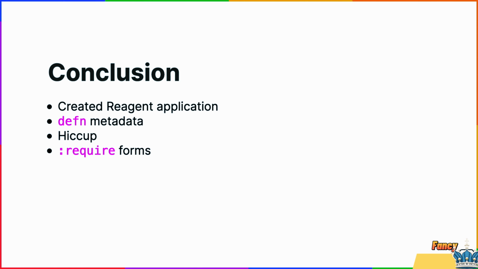In this chapter, we created a React reagent application using create CLJS app. We walked through some components that were automatically generated and started the application. We also saw how defn can be used with metadata and learnt about hiccup and require forms.